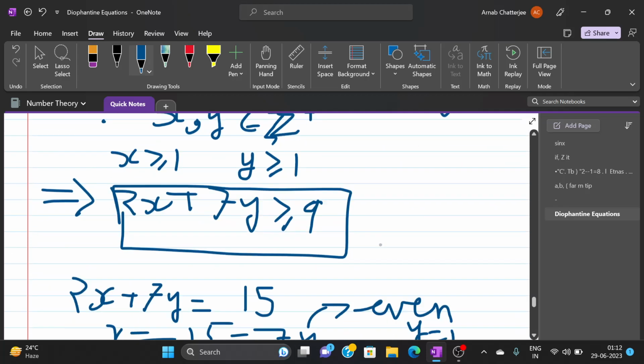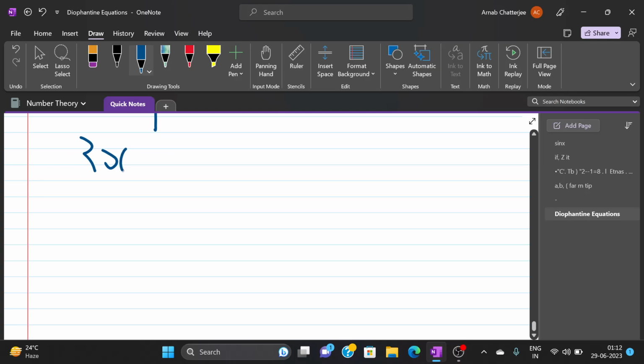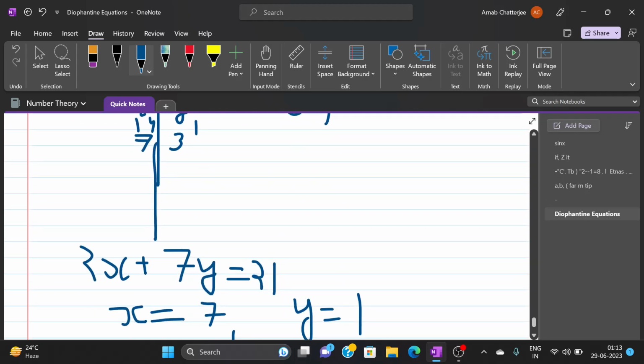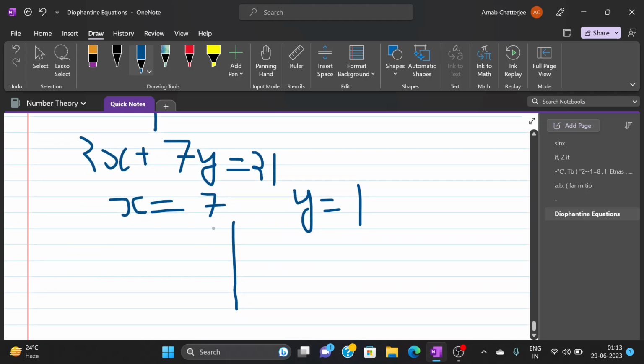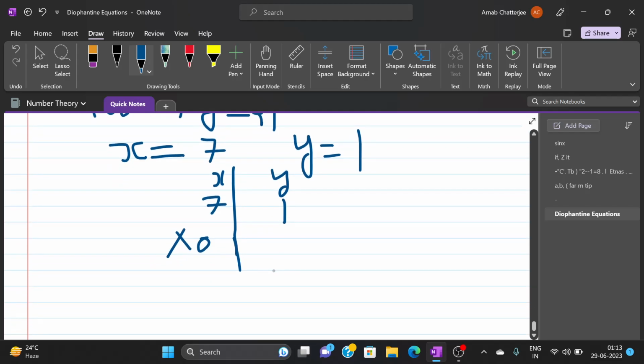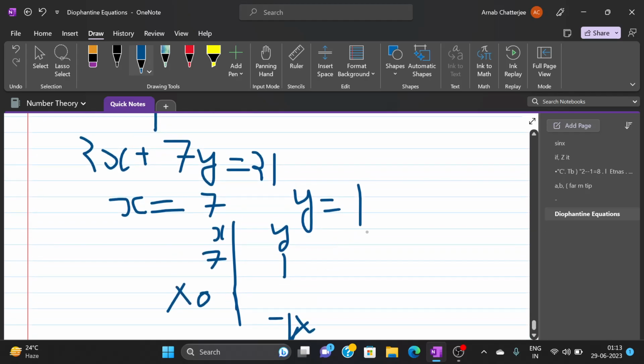Then we will have to solve 2x plus 7y equal to 21. So we will have x equal to 7 and y equal to 1 as the first solution. Now again, this will have only one solution because if I decrease x by 7, then I'll get a 0, not needed. And if I increase y by 2, I'll get a negative x here, not needed. So these both steps run into an invalid one. So the only solution I'll have is 7 comma 1.